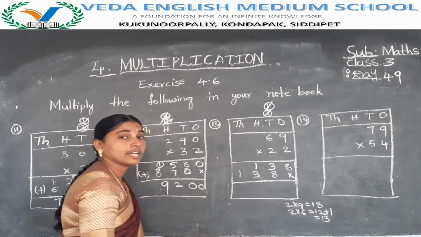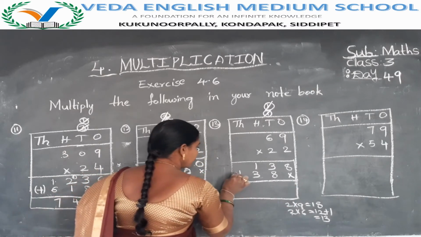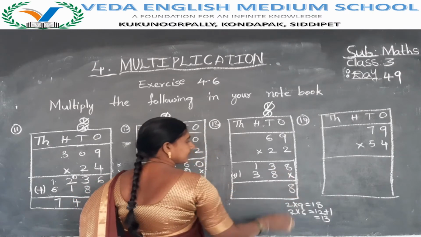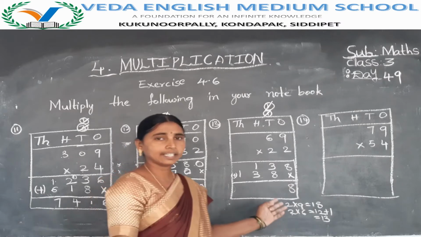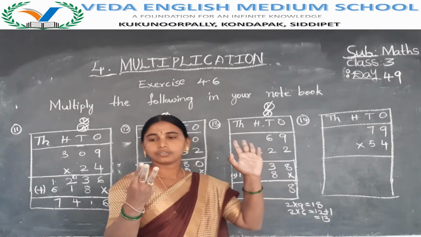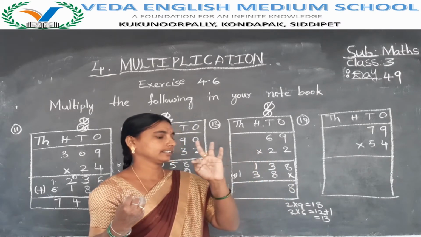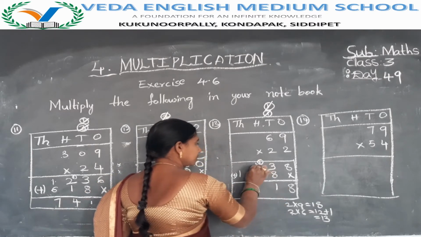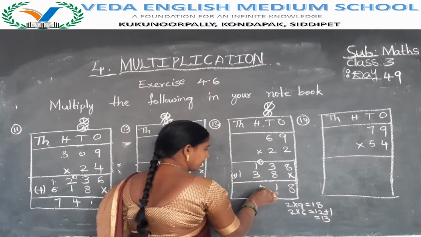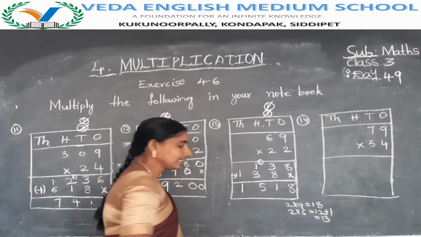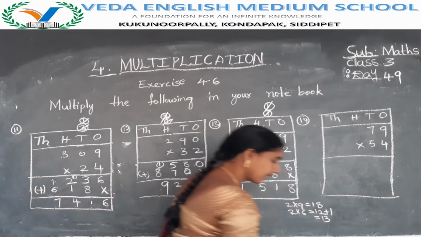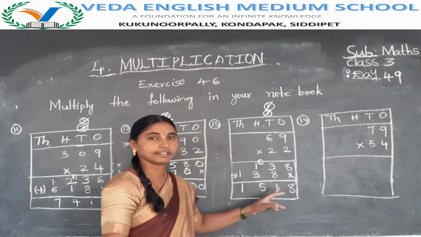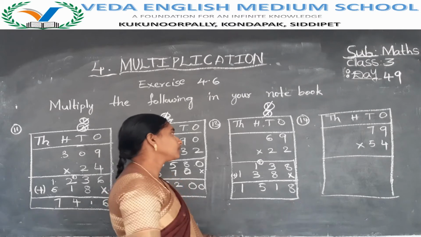Now what to do? Addition. 3 plus 8 is 11. So here 1, carry 1. 1 plus 1 is 2. 2 plus 3 is 5. 1 is the last digit. The total answer is 1,518. Okay, next the 14th problem.